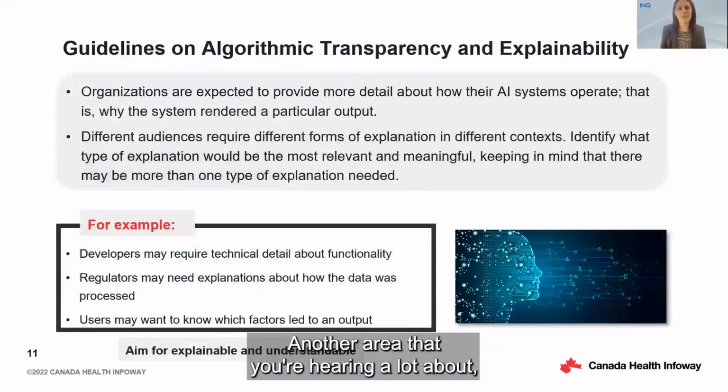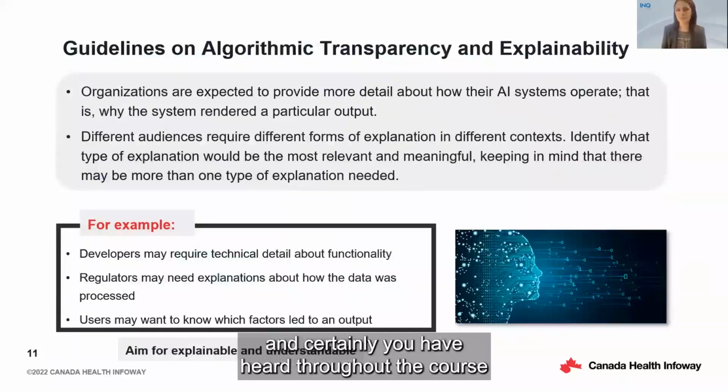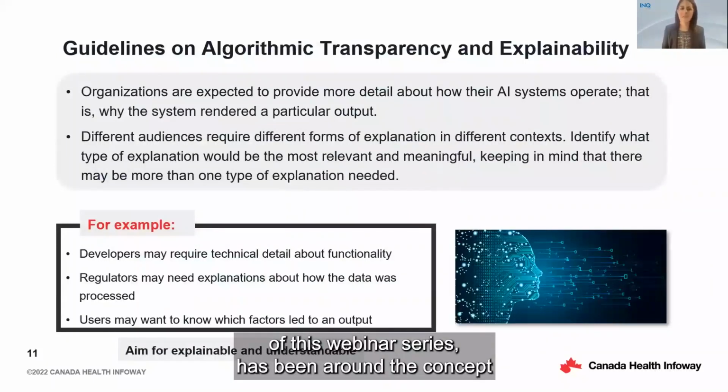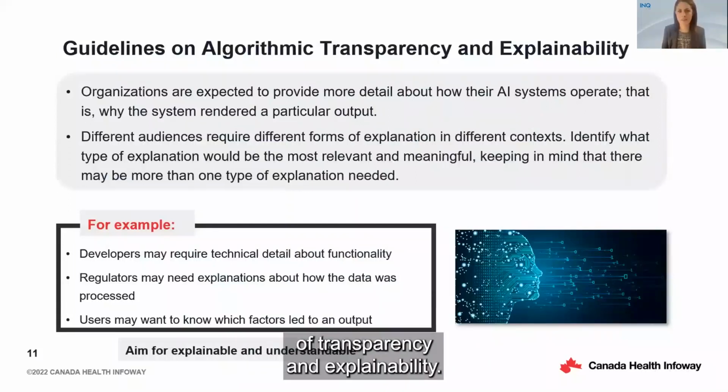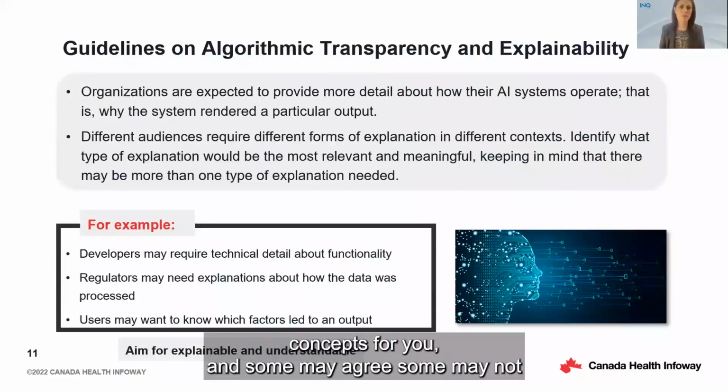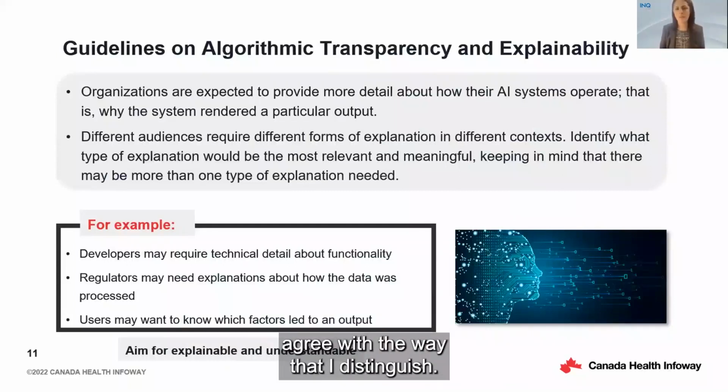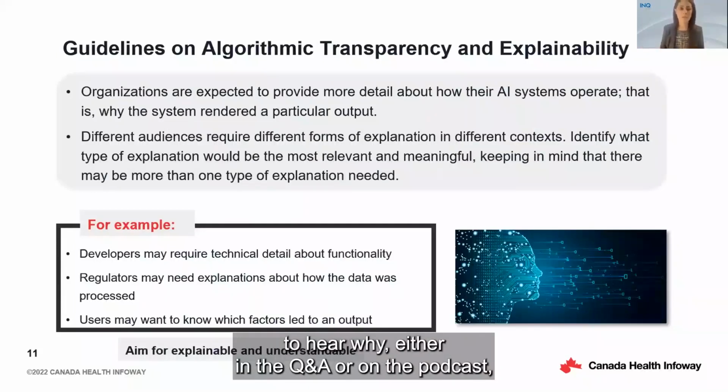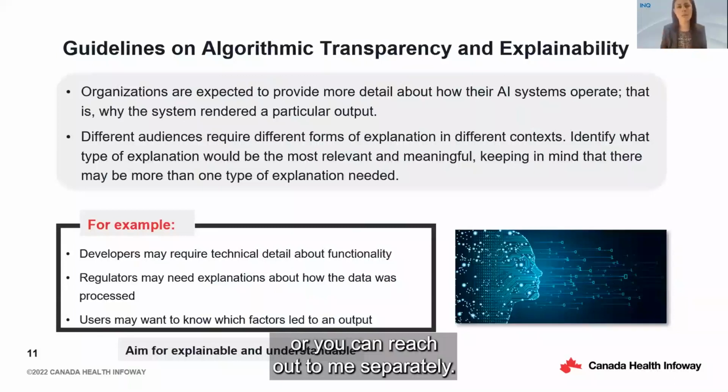Another area that you are hearing a lot about, and certainly you have heard throughout the course of this webinar series, has been around the concept of transparency and explainability. And I'm going to distinguish these concepts for you. Some may agree, some may not agree with the way that I distinguish. If you don't agree, I'd actually love to hear why, either in the Q&A or on the podcast, or you can reach out to me separately.